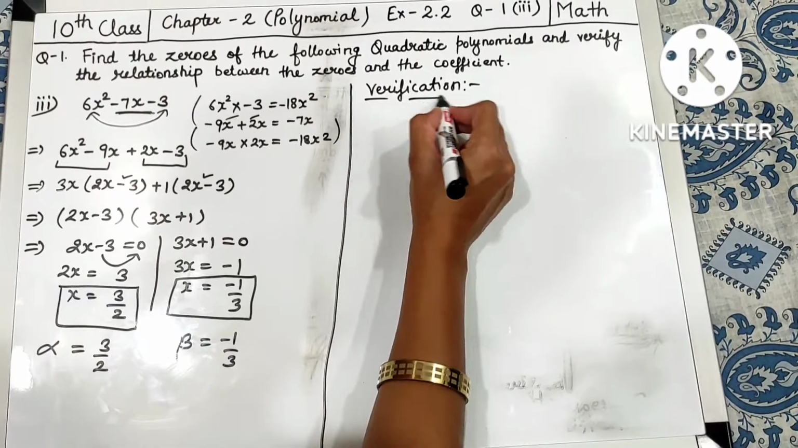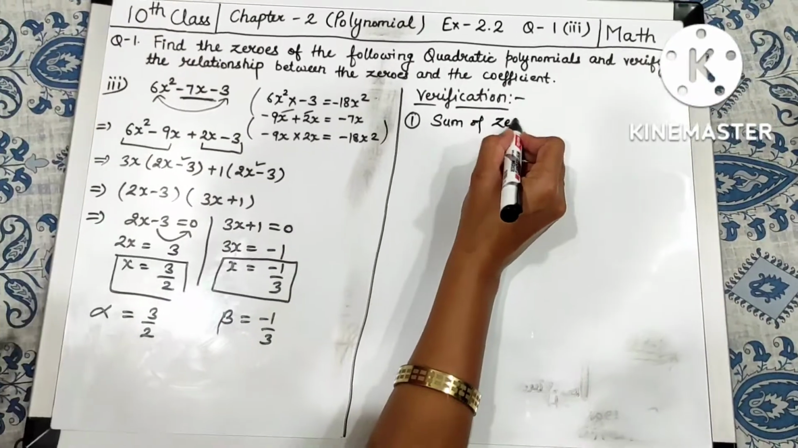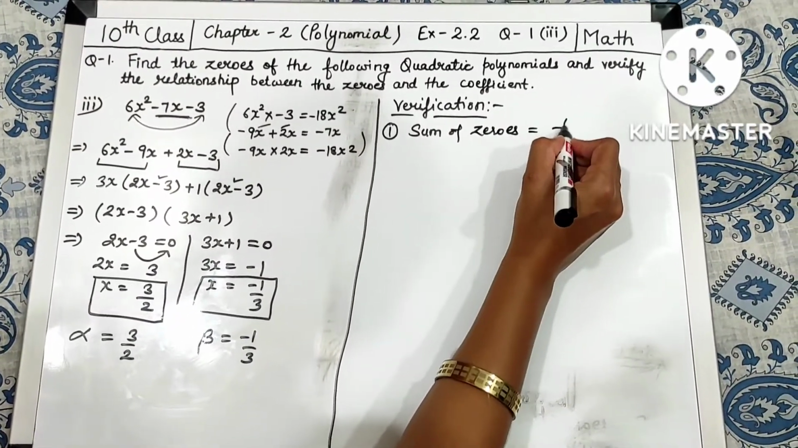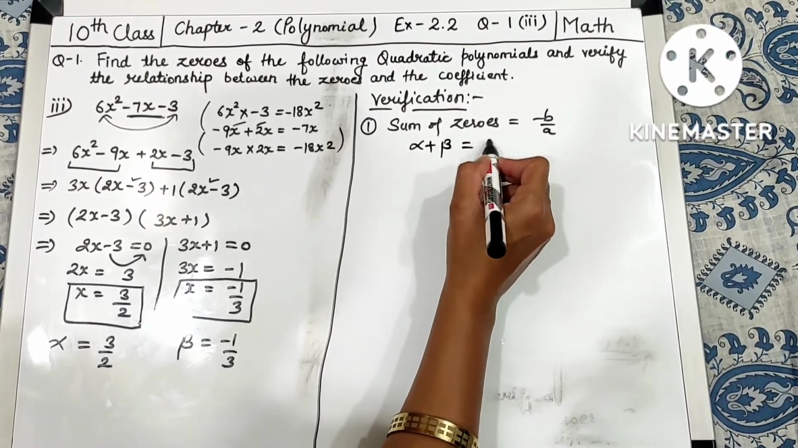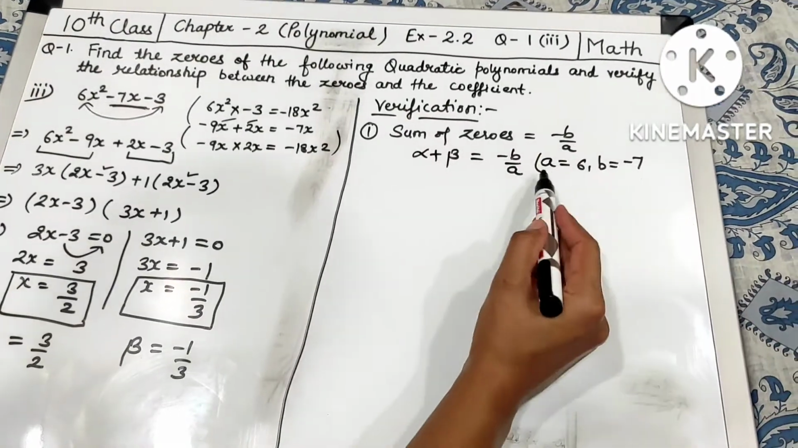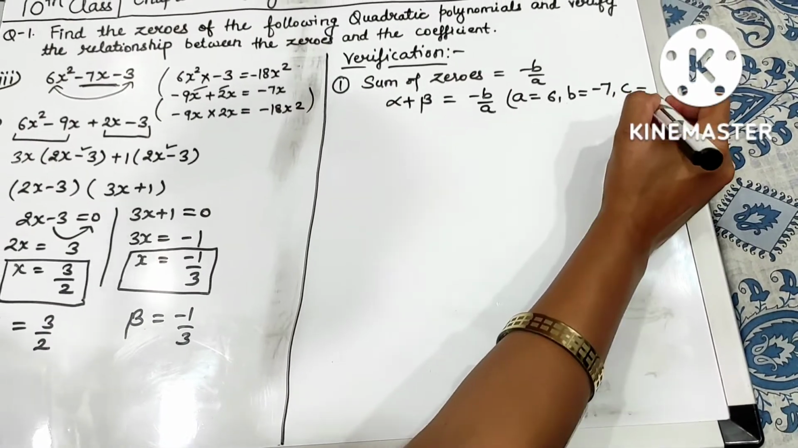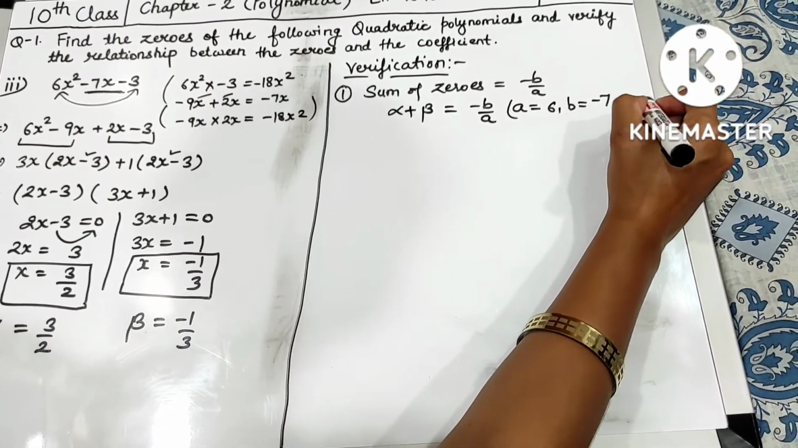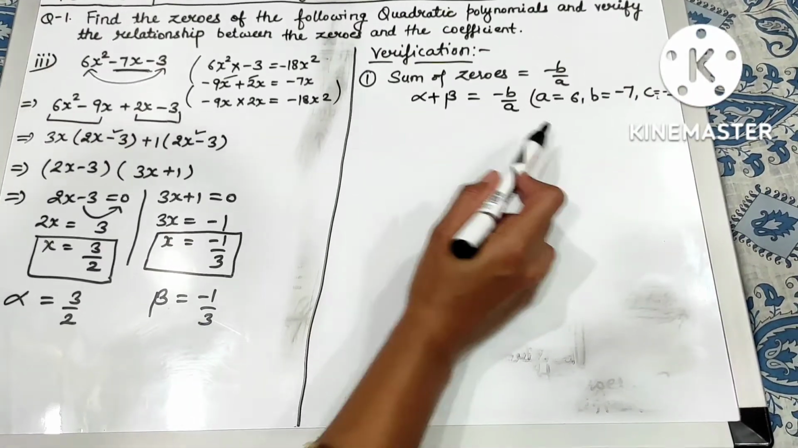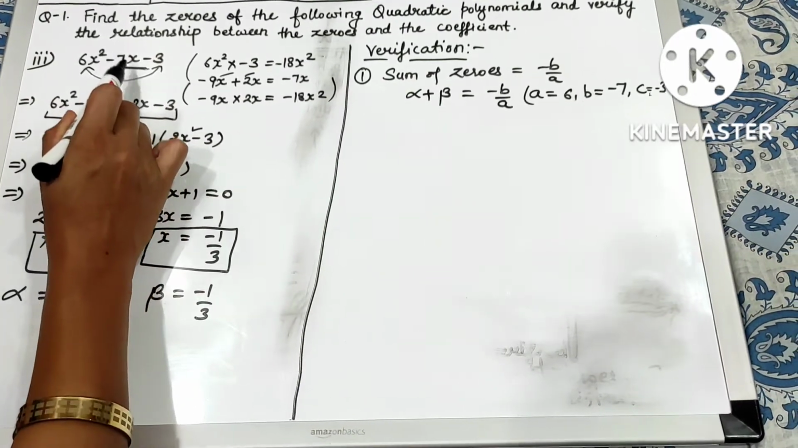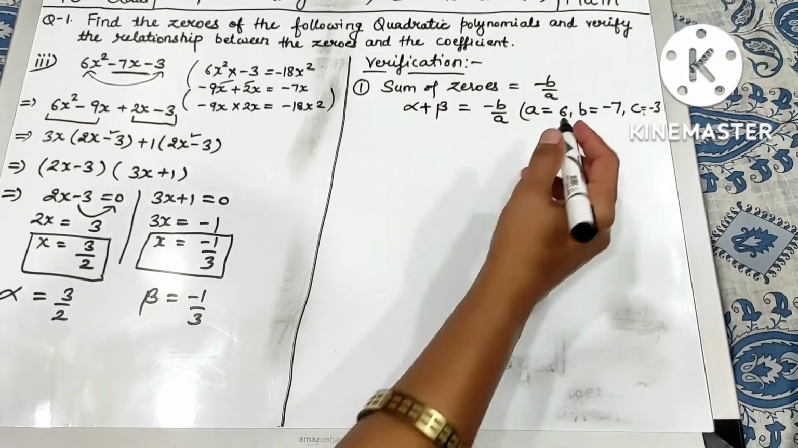There are two rules for verification. First one is sum of zeros is equal to minus b by a. Zeros means alpha plus beta is equal to minus b by a. a is equal to 6, b is equal to minus 7, and c is equal to minus 3. And student, a is the coefficient of x square, b is the coefficient of x, and c is the constant number. So now we will put the a, b, c values in the formula.